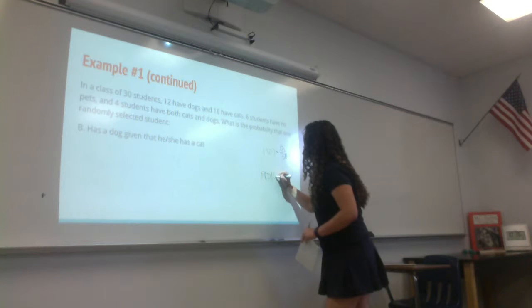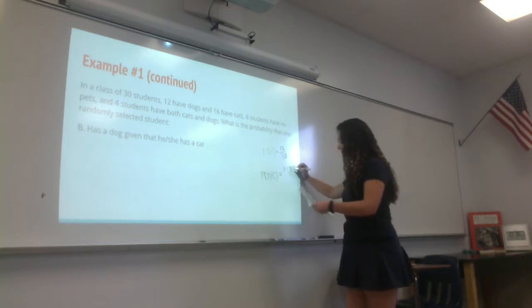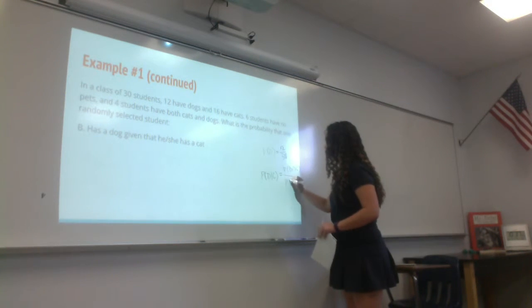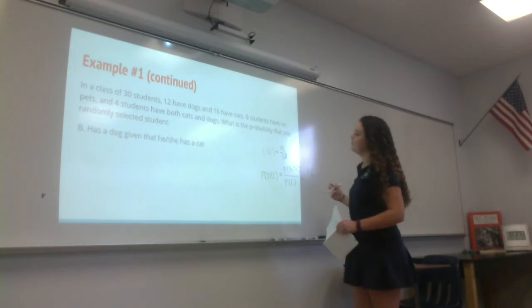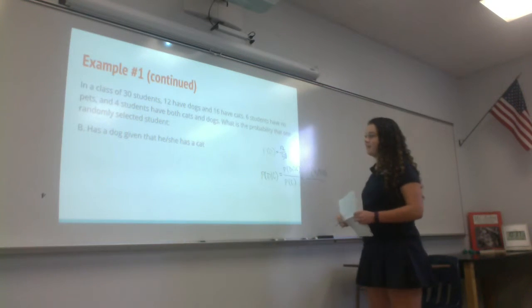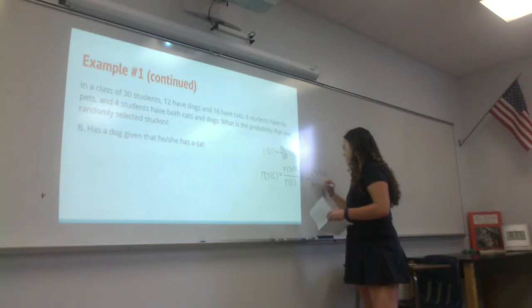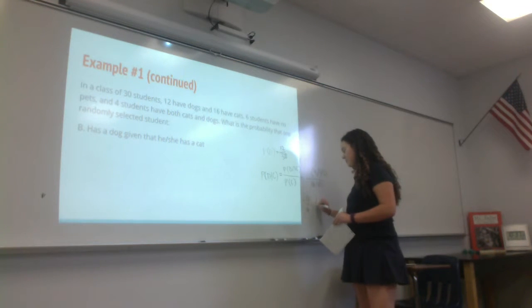D given C, that will be, if we use our formula right here, both over your given, and it says right there, 4 students have both, so 4 out of 30, and the probability that they have a cat is 16 out of 30, and you can cancel these 30s out, which is 4 over 16, and that is simplified to 1/4.